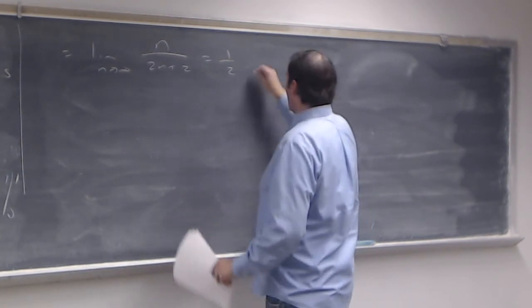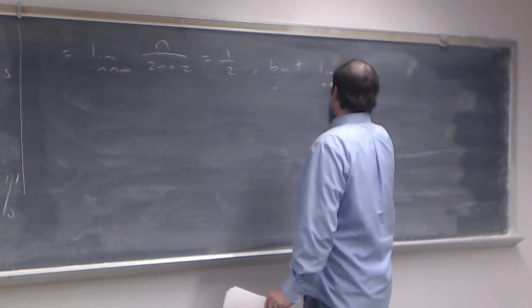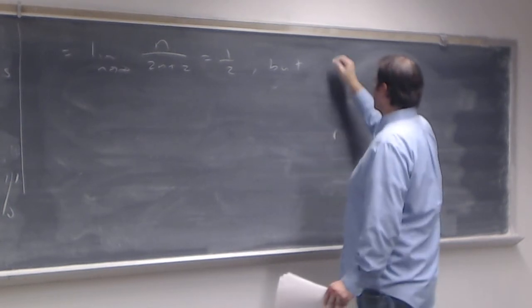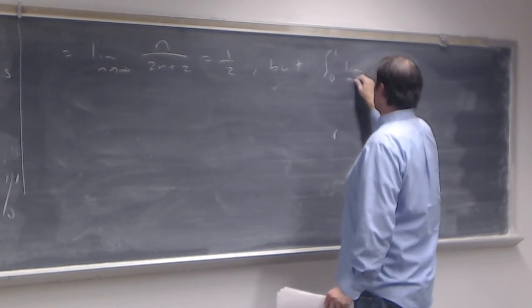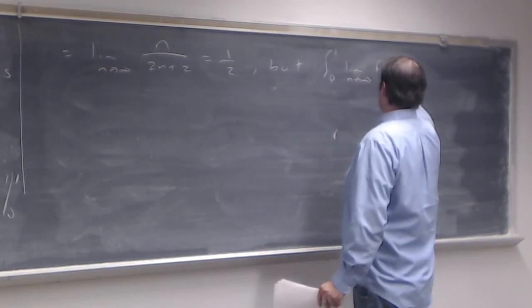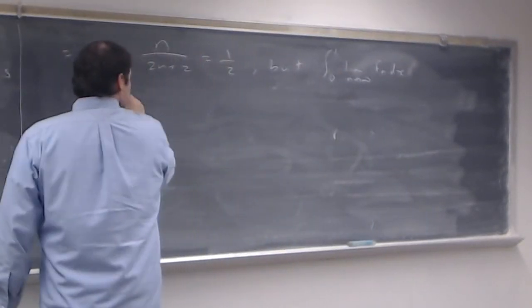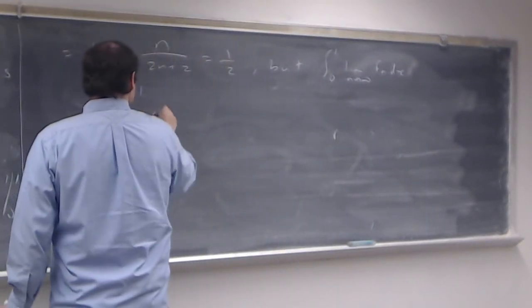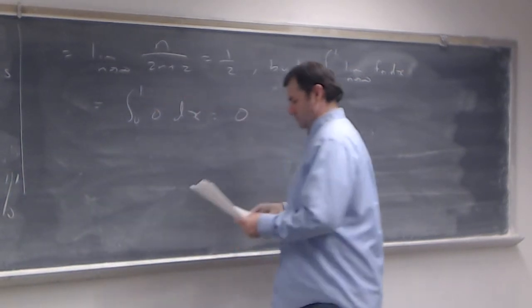Okay? But the integral from 0 to 1 of the limit of f sub n dx is going to be equal to the integral from 0 to 1 of 0 dx, since pointwise convergence gives us that the limit is just equal to 0.